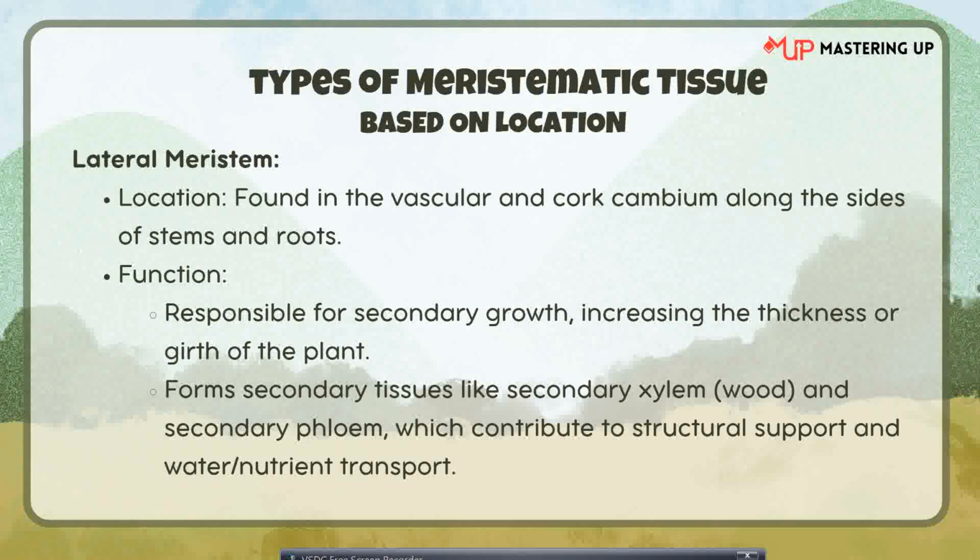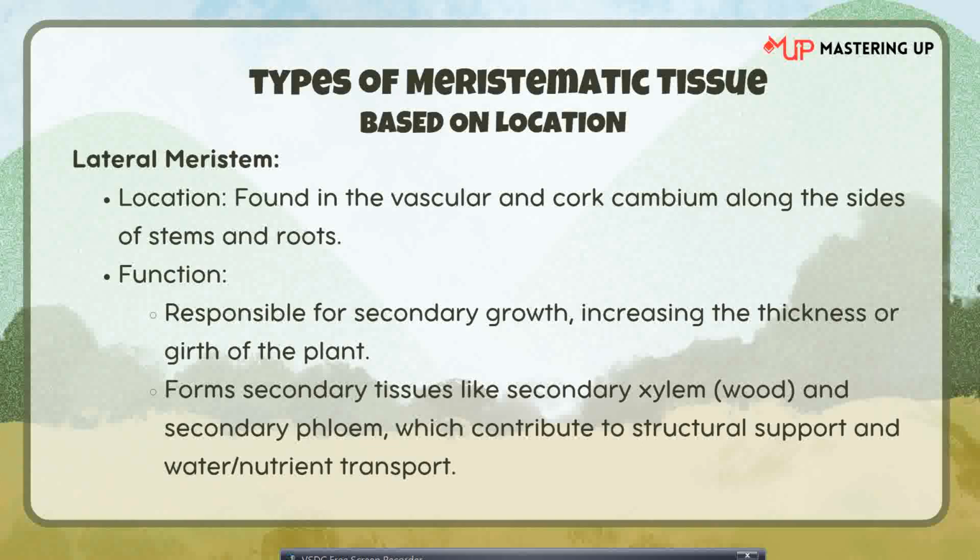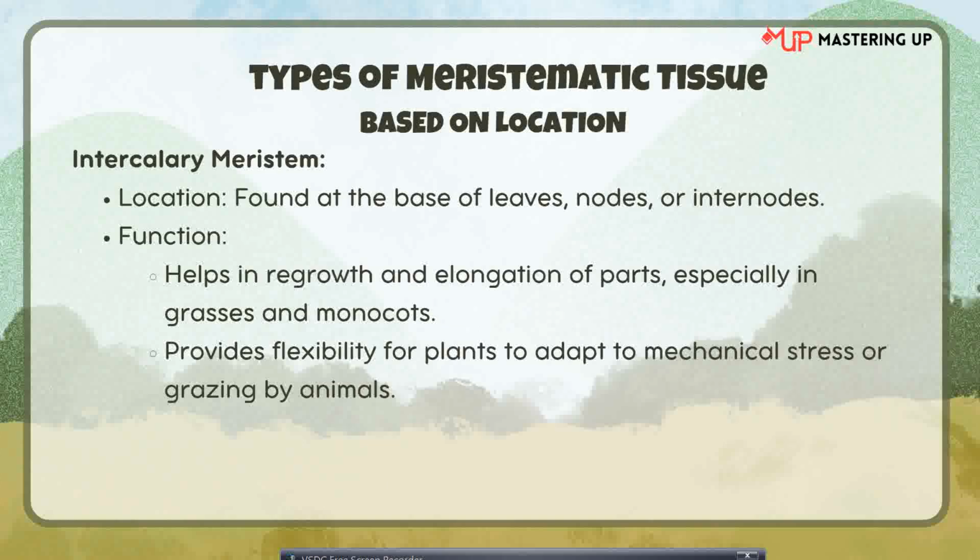of the plant. It forms secondary tissues like secondary xylem in wood and secondary phloem, which contribute to structural support and water and nutrient transport. Okay, so that was the case of lateral meristem. Now, at last, intercalary meristem.